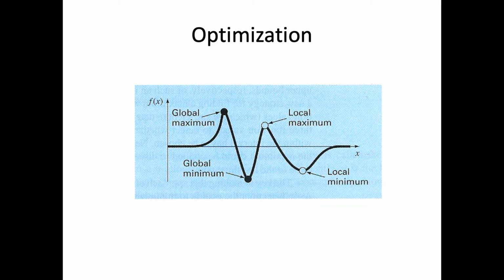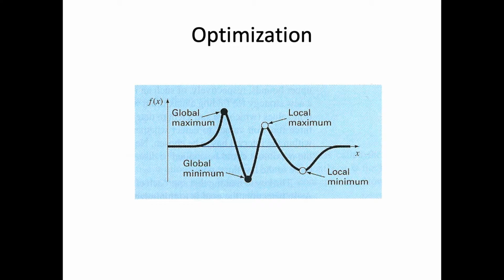We determine whether it's a minimum or a maximum by taking the second derivative of the function, f double prime of x. If the second derivative is less than 0, then the function is maximum at that value of x. If the second derivative is greater than 0, then that function is minimum at that value of x.